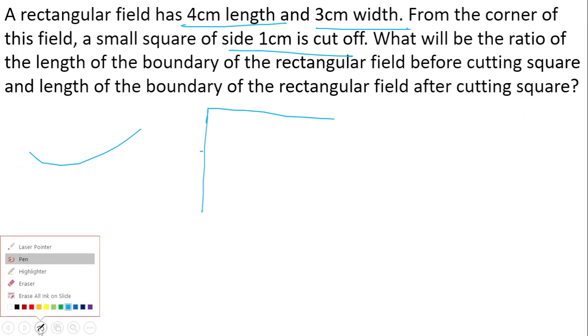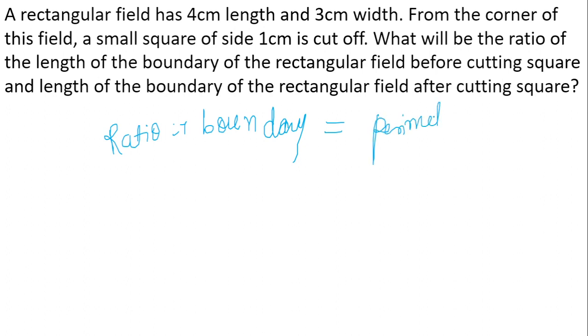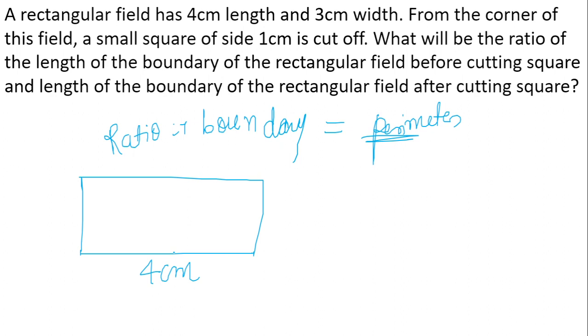But what they are asking us, they are asking us to find out the ratio of boundary. Ratio of boundary, nothing but it is a perimeter again. It is going to remain the perimeter only. Okay, now instead of square shape, we are having a rectangular field. The given rectangular field is of length 4 centimeter and the width given is 3 centimeter. Okay, now from the corner of the field, a small square shaped has been removed.